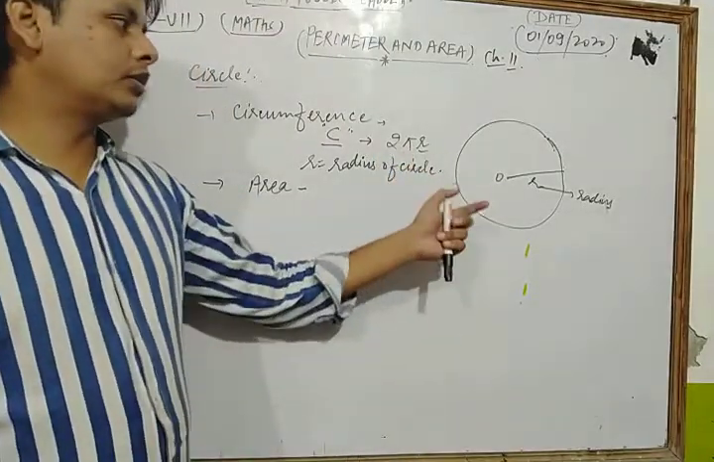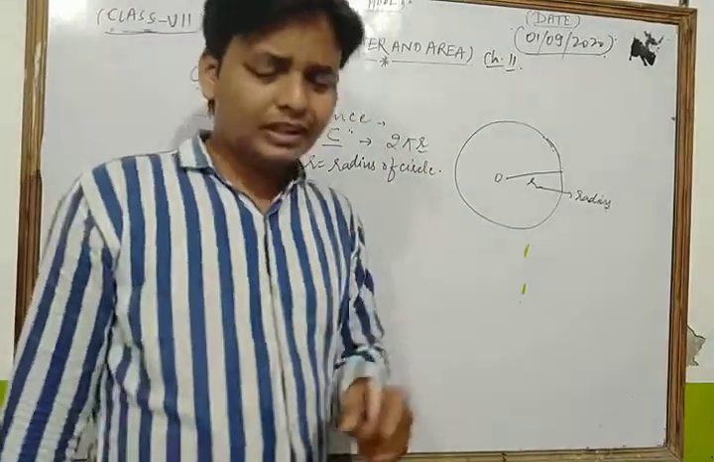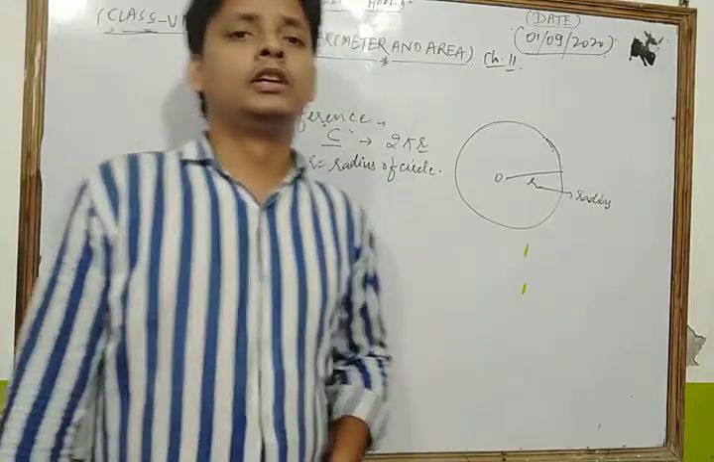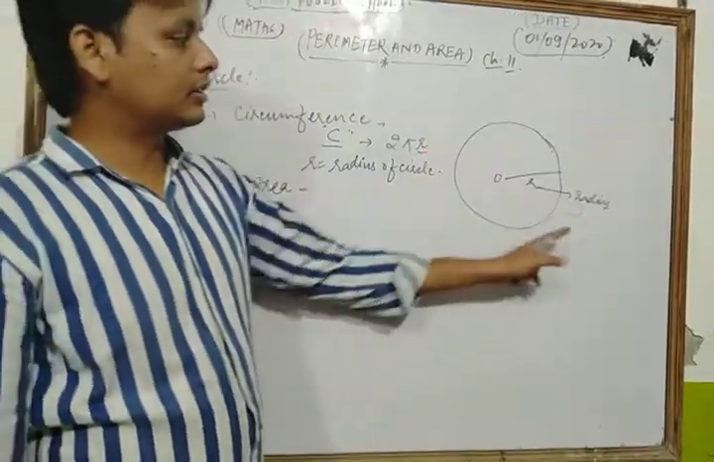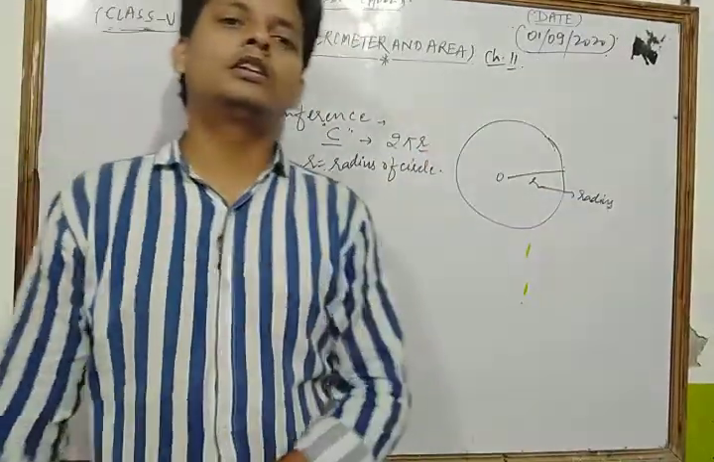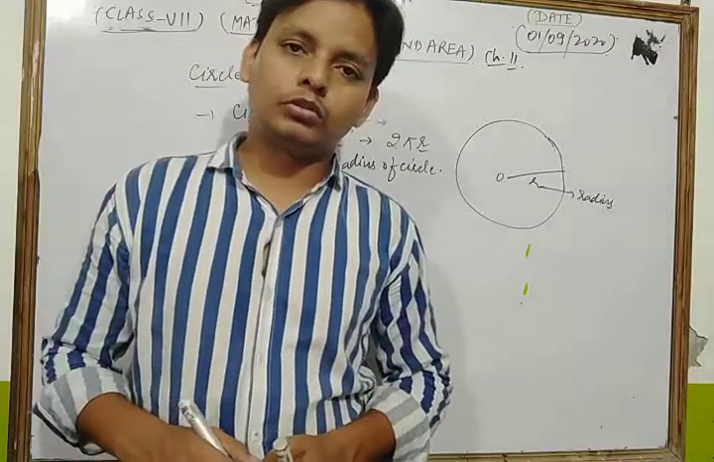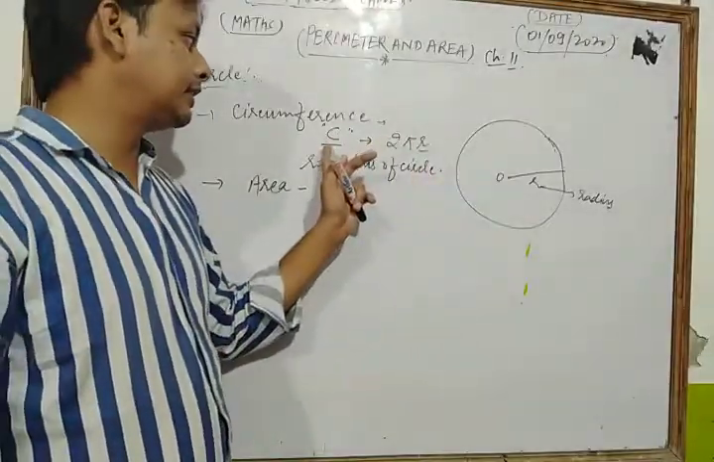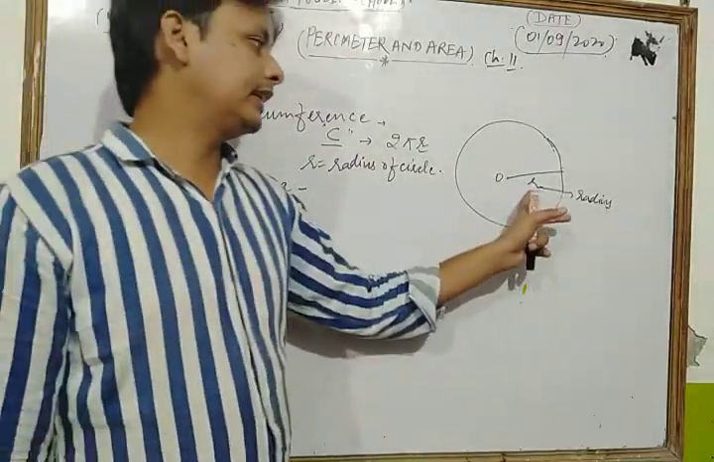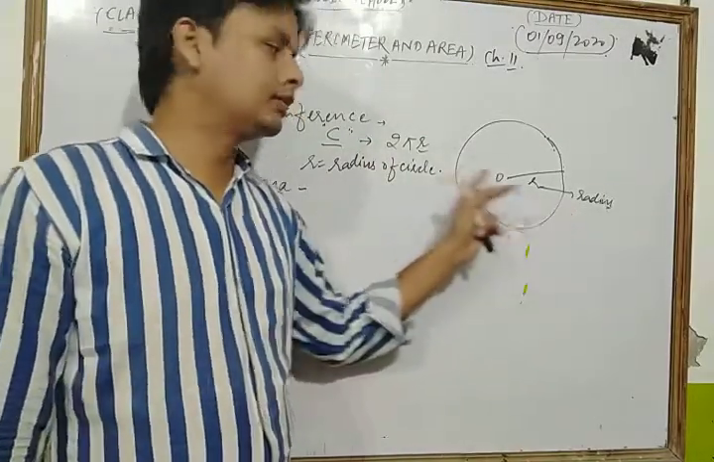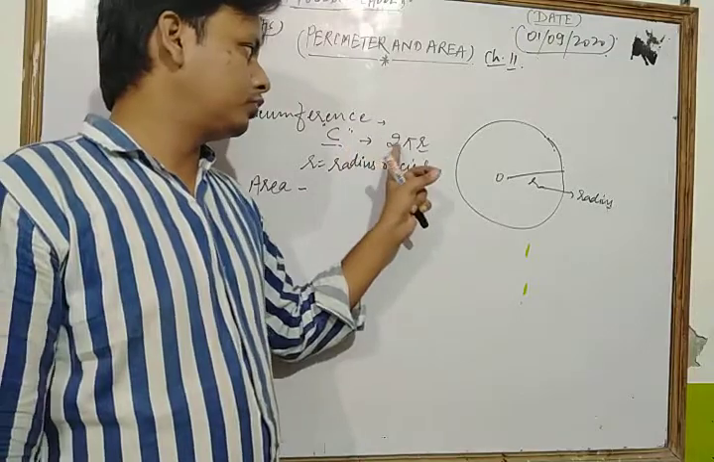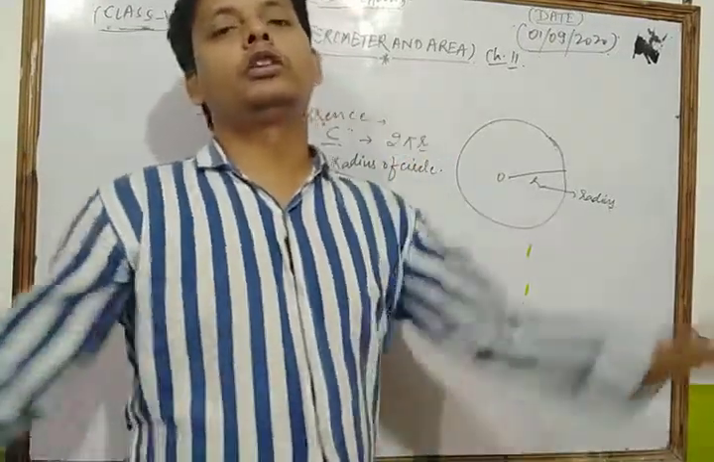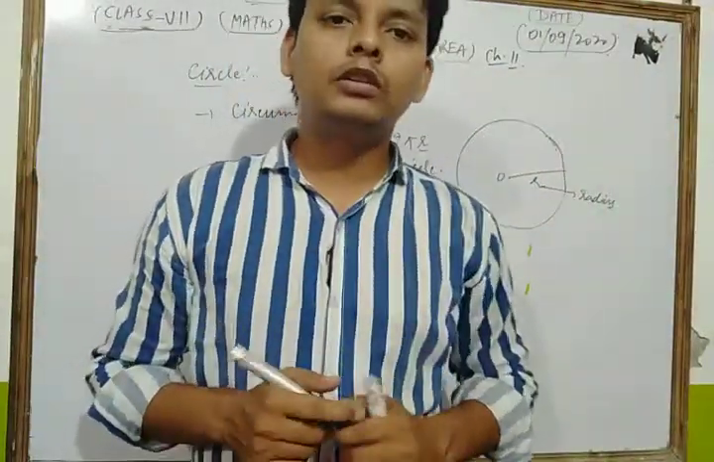The circumference means the distance around a circular region, and it is denoted by C. Let us consider r to be the radius of the circle, then its circumference will be 2 pi r. This is the formula for the circumference of a circle.